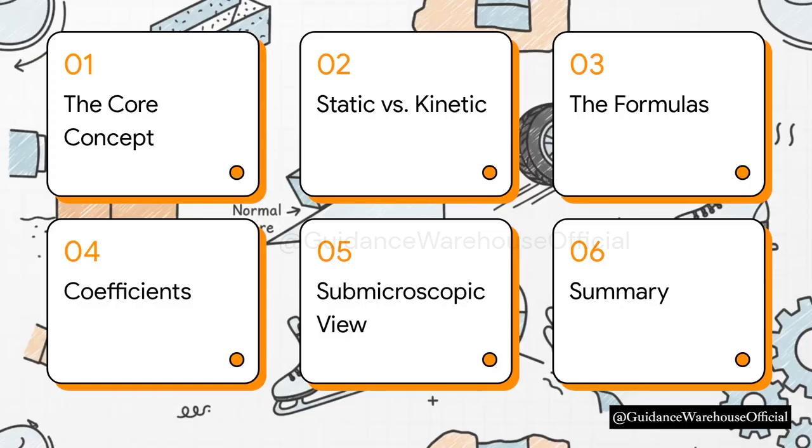By the end of this lecture, you're going to totally understand the concept of friction, the mathematical formulas behind it, and exactly how to apply them to real-world examples. Here's our agenda. 1. The core concept. 2. Static versus kinetic. 3. The formulas. 4. Real-world coefficients. 5. The submicroscopic view. And 6. Summary. We're going to break this down step by step, moving from the macro world of crates and cars all the way down to the microscopic world of vibrating atoms.